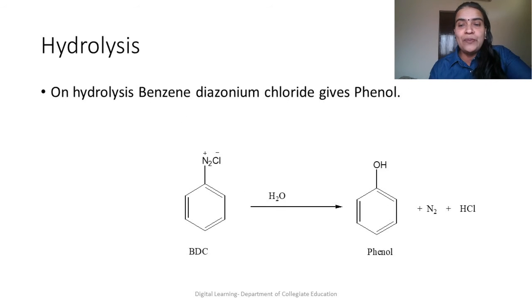Now, what will be the product of hydrolysis of benzene diazonium chloride? Just on adding water, it is hydrolysis, it leads to the formation of phenol. We can write the reaction like this: benzene diazonium chloride, BDC, on adding water we get phenol along with the formation of N2 plus HCl, which is also a test for the identification of primary amine.